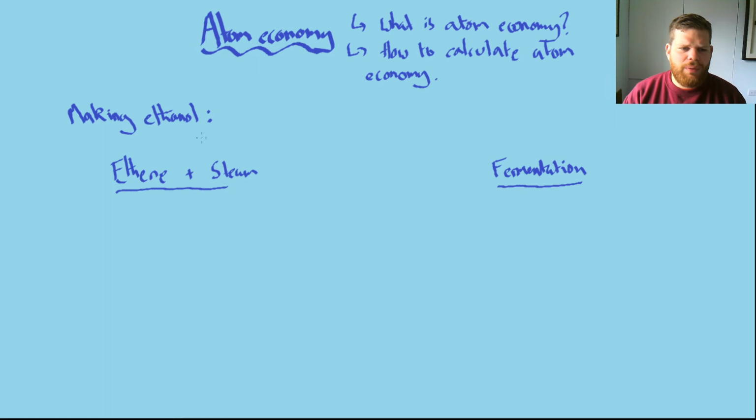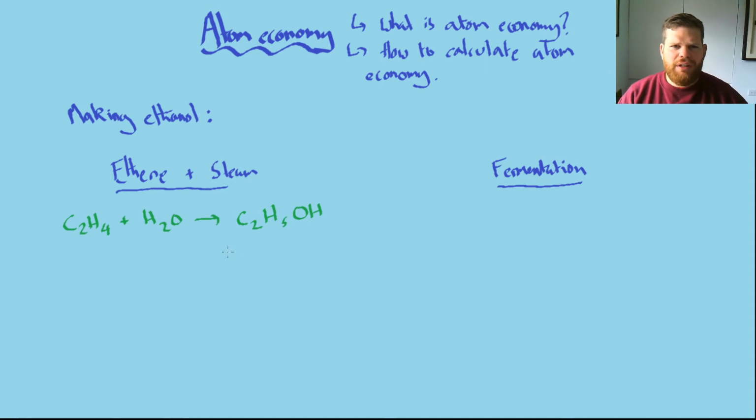Let's start with ethene and steam. If we were to look at ethene and steam, we'd have C2H4 plus H2O going to C2H5OH. That is the equation for ethene plus steam. Thinking back to the last little bit that we talked about with ammonia, you can see that all of the reactants here become the product.